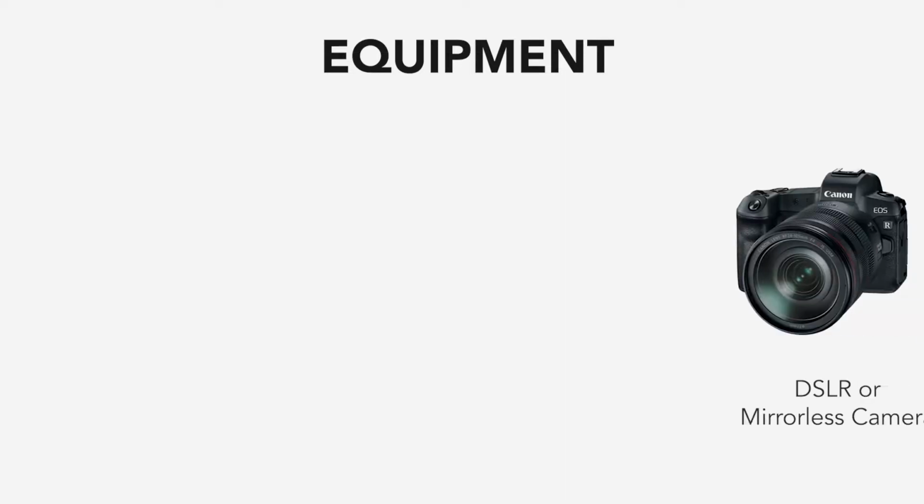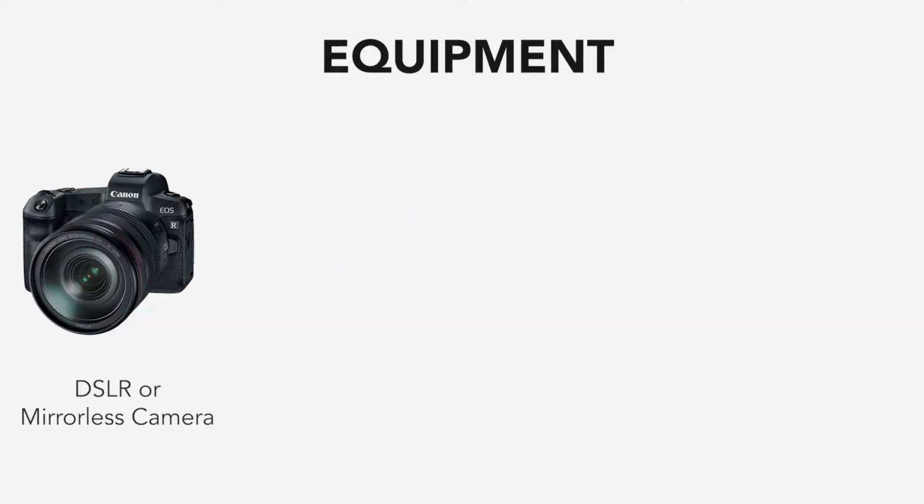Now for the equipment. The equipment is very important, so make sure you get that great quality as well as the right connection from your camera into your computer for the live stream. So first, I'm using a Canon EOS R, a mirrorless camera. However, you can also use any DSLR camera or other brands' mirrorless camera as well.